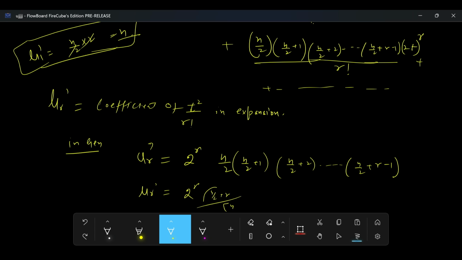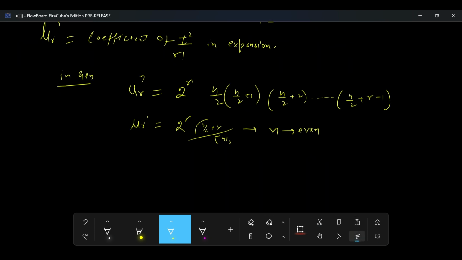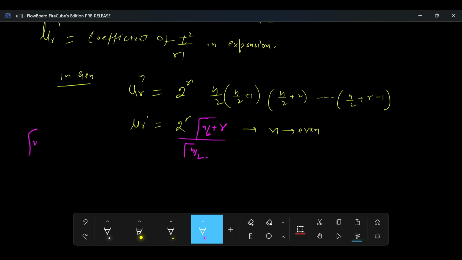This is gamma n by 2 when n is a1. ये कब है, जब n a1 होगा हमारे पास. जब n a1 होगा, तब ये होगा 2r gamma n by 2 plus r divided by gamma n by 2. एंड गामा 1 by 2 की वैल्यू हमेशा अंडर रूट पाई होता है, याद रखना.